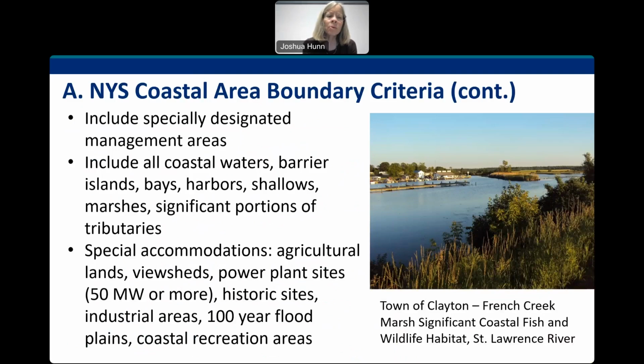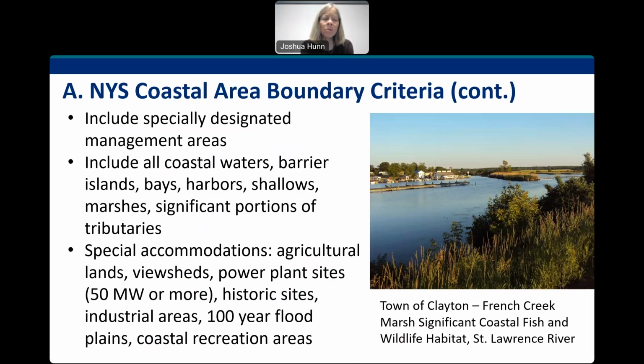So some of those features would be specially designated management areas. So for example, this photo on the slide is the French Creek Marsh, significant coastal fish and wildlife habitat that's up on the St. Lawrence River in northern New York. And those significant coastal habitats are actually designated under Article 42 of the executive law. So there's a special habitat narrative and map for each of those significant habitats. So those areas need to be included in the coastal boundary and also in your LWRP boundary.